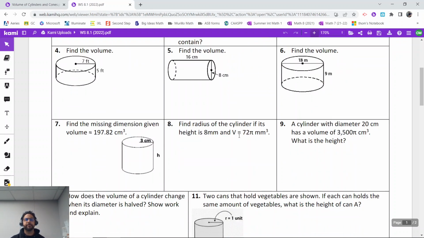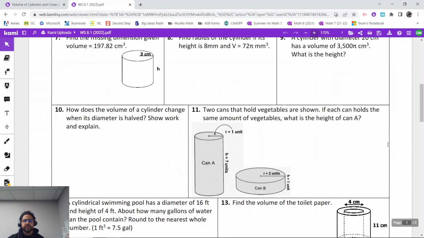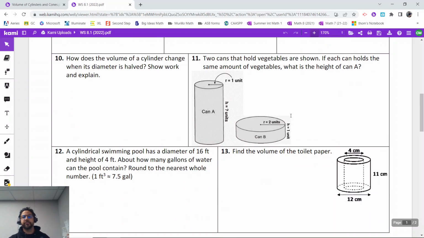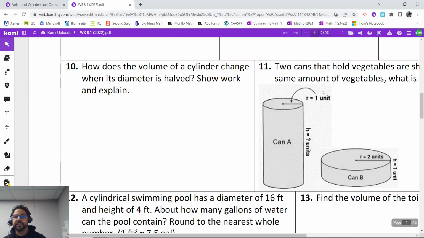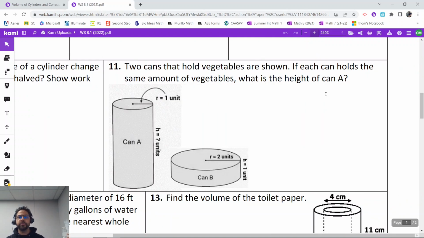Then it says find the missing dimension. Well, it wants you to find the height, radius, and so on. So this is the one that I really want you to focus on, number 11. It says 2 cans that hold vegetables are shown. If each can holds the same amount of vegetables, what is the height of can A? So what we really want you to do is say can A, can B.